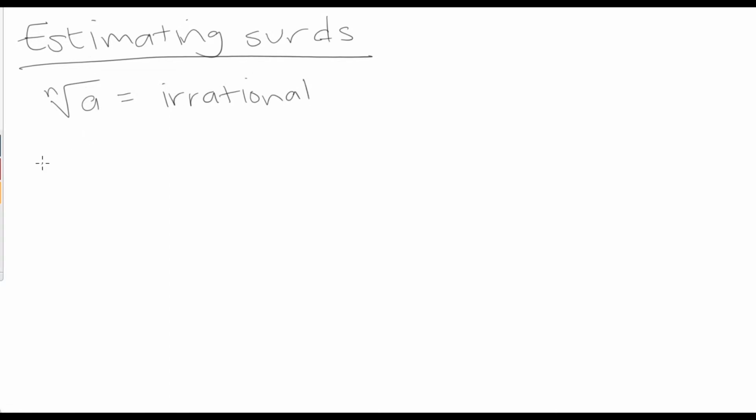So let's say we take the square root of 2. If you put that into your calculator, you should get 1.4142135, and this is just going to go on and on indefinitely and never terminate. And this is an example of an irrational number.